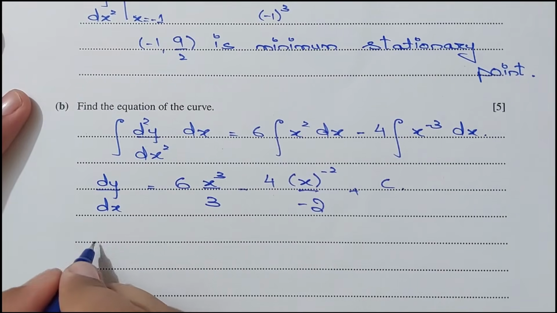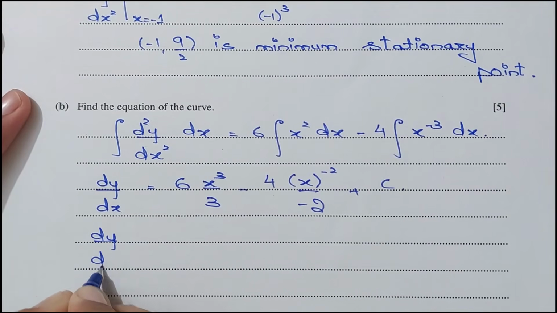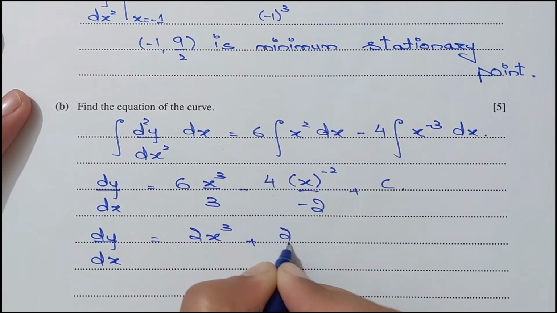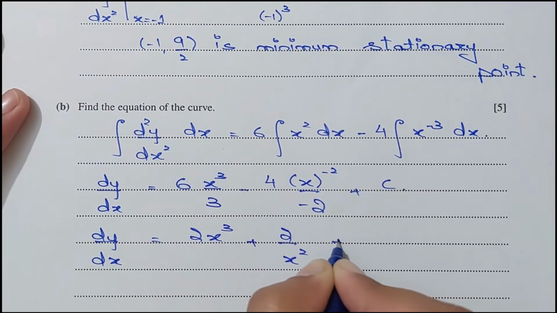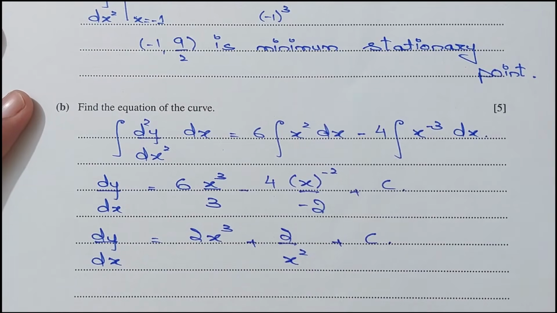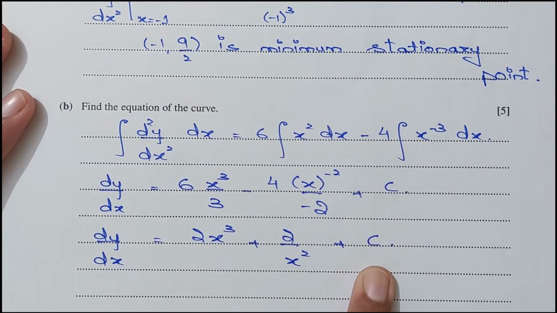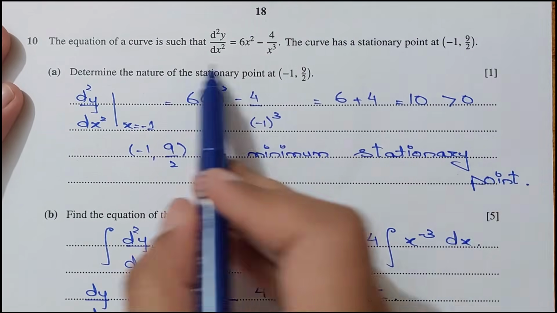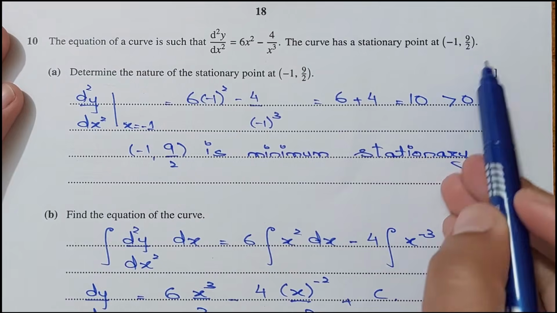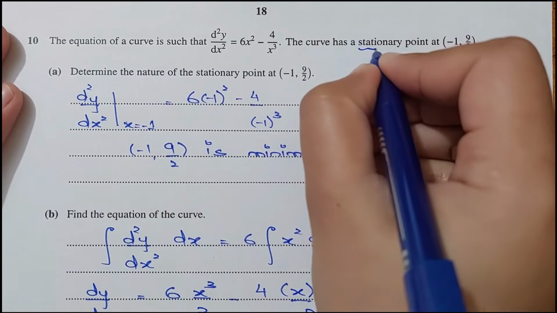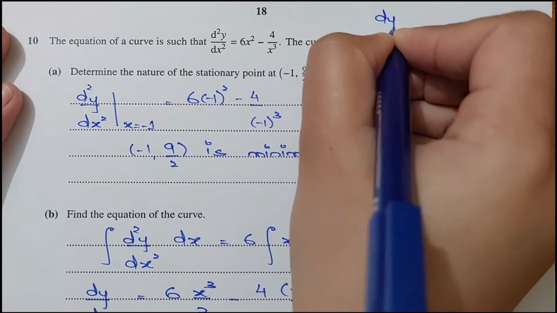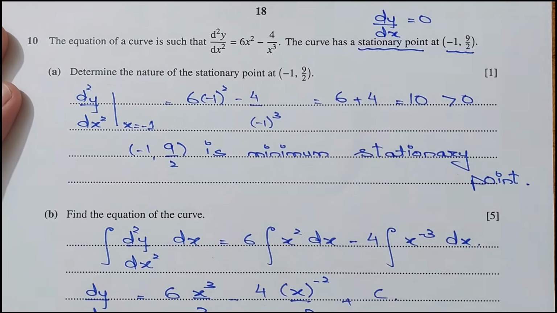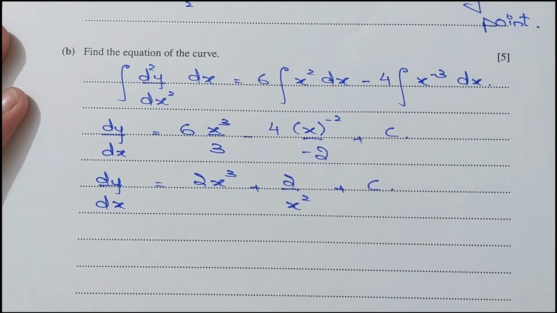So further simplification, we can say dy over dx would be 2x cube plus 2 over x square plus c. To find the value of the constant of integration, we know that at the stationary point the first derivative is equal to 0. We can find the stationary point by putting the first derivative equal to 0. So dy over dx would be equal to 0 at this point, so we have to substitute this condition.